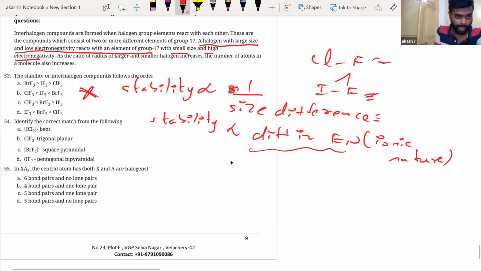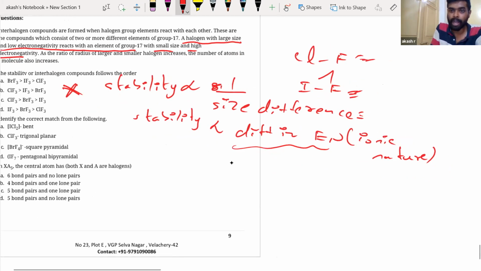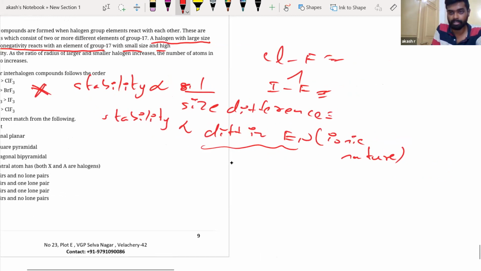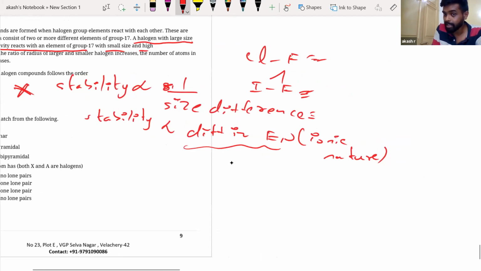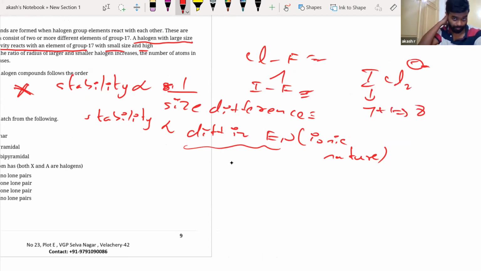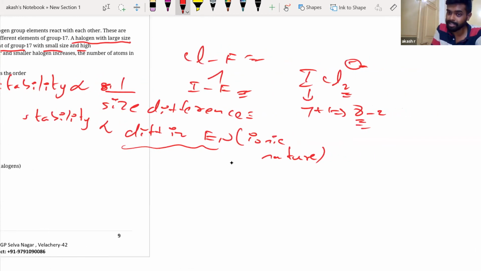The correct match for the following: ICl2 minus is bent. How do we do this? It is very simple. Now ICl2 minus. Iodine has 7 valence electrons. I'll put the minus also, plus 1 becomes 8 valence electrons. Now out of the 8 valence electrons, 2 chlorine atoms are there, so 2 electrons are involved in bonding. So still 6 electrons are there. That means 3 lone pairs are there.